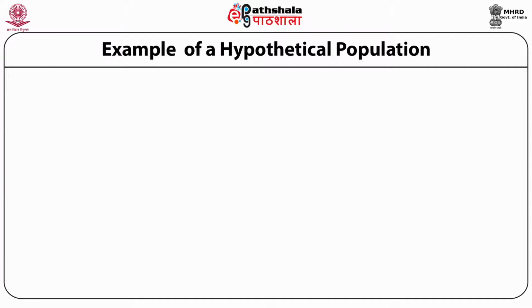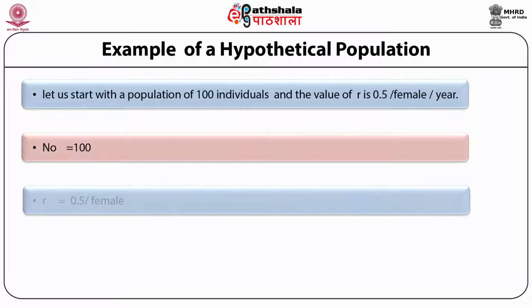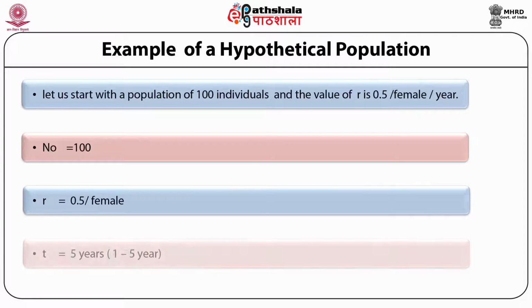Example of a hypothetical population growth. Let us start with a population of 100 individuals and the value of R is 0.5 per female per year. Now the starting population N0 is equal to 100, R is 0.5 and T is equal to 5 years, that is from 1 to 5. With this we can draw a table as given in the next slide.